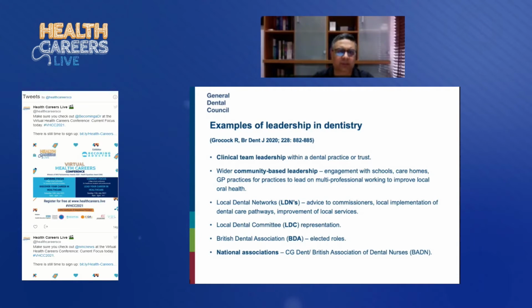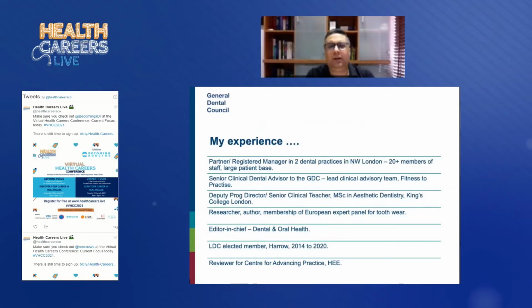But there are lots of examples of leadership in dentistry, ranging from the chief dental officer all the way down to daily leadership within the practice team. Now, as I said, there are lots of examples of leaders, and it would take me a whole day to go through them. And it probably wouldn't be right, because I don't know those individuals very well. So what I can talk about is my own experience of leadership within dentistry.